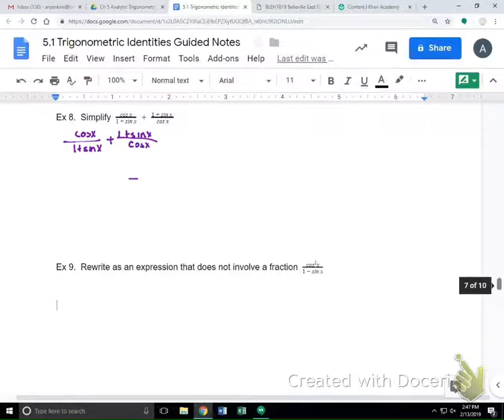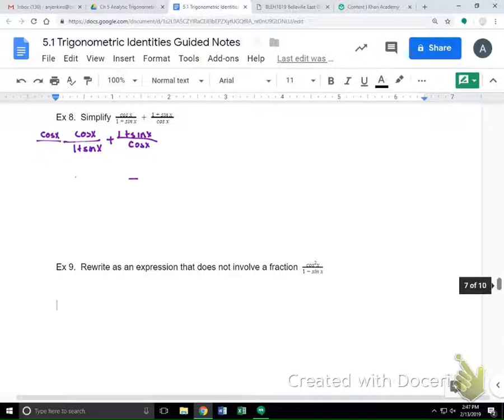So when we are here, you see that we have 2 fractions. One has a denominator of 1 plus sine x. One has a denominator of cosine x. Do you see any other identities that we could use? None of these are helping. So when you have 2 fractions, how do you add them together? You need a common denominator. So we are going to multiply our first fraction by what? Cosine x over cosine x.